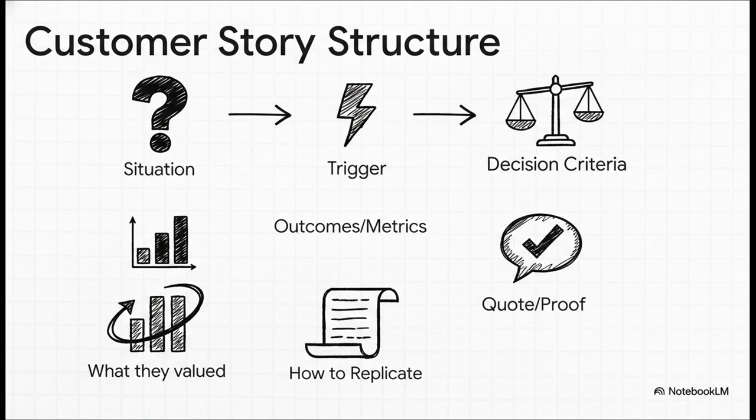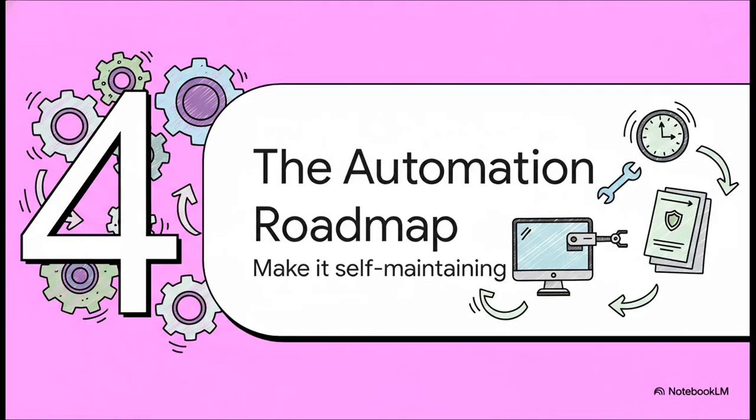We use a really straightforward story structure: situation, trigger, and decision criteria. We map what they valued back to our core messaging pillars, and, this is so important, we only include metrics and quotes that have been explicitly approved. So, we've designed the whole system. Now for the really fun part, making it run itself.